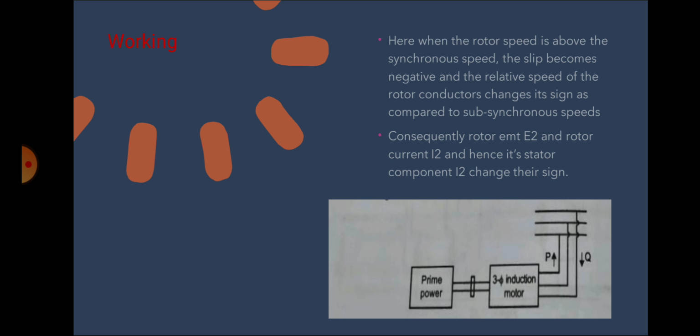When the rotor speed is above synchronous speed, the slip becomes negative and the relative speed of the rotor conductors changes its sign as compared to subsynchronous speed. Rotor EMF E2 and rotor current I2, and hence its stator component I2 dash, change their sign. The resultant stator current consists of the magnetizing current and a component in phase opposition to the stator applied voltage. The mechanical power is developed and the torque becomes negative because of negative slip.